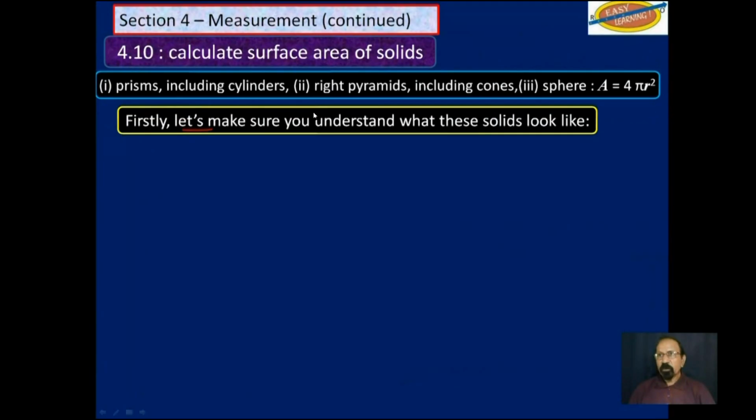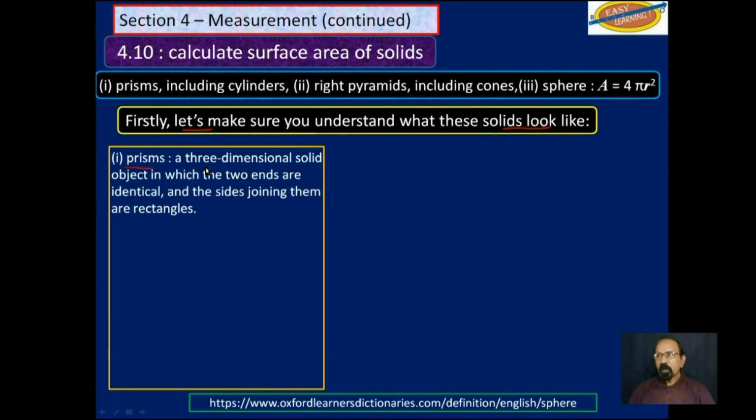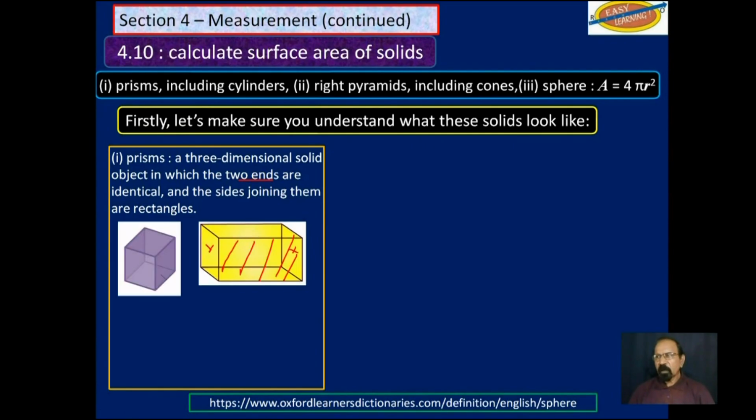So let's make sure we understand what these solids look like. Prisms. A 3-dimensional solid object in which the 2 ends are identical and the sides joining them are rectangular. We're talking about regular prisms. So if you look at this box here, notice this side and that side there. Those are the 2 end sides that are identical, and they are joined by rectangular shapes, 4 of them to be specific.